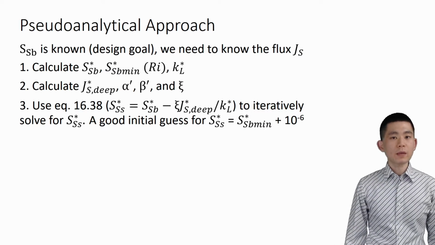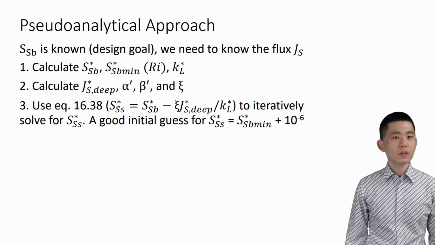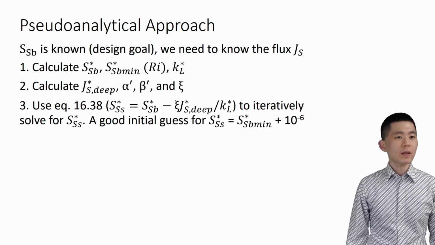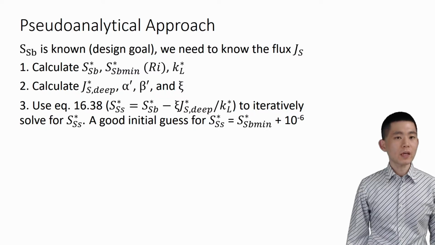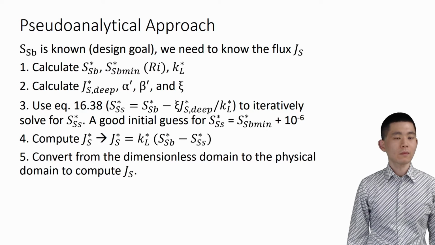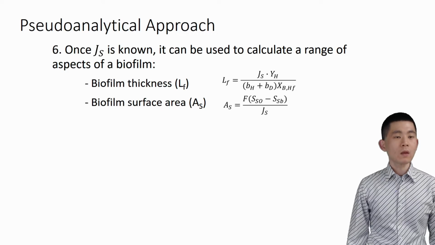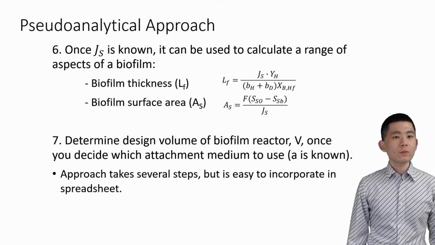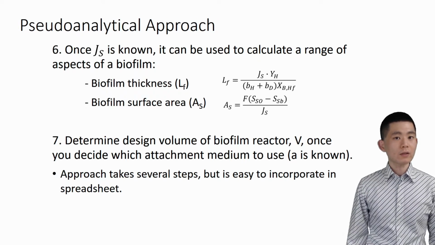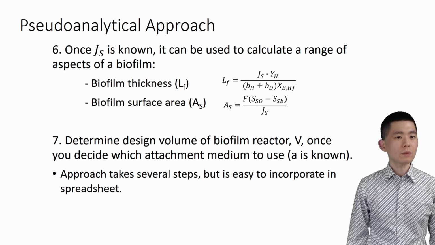We can then calculate the dimensionless substrate concentration at the biofilm surface iteratively, with the initial guess for S sub SS star equal to S sub SB min star plus 10 to the negative 6. We can then compute the dimensionless flux and finally convert the dimensionless flux to the actual flux. Once we know the flux, we can calculate the biofilm thickness and biofilm surface area. Finally, we can determine the design volume for the reactor. We can set up these steps for the pseudo-analytical approach in a spreadsheet to streamline the calculations.